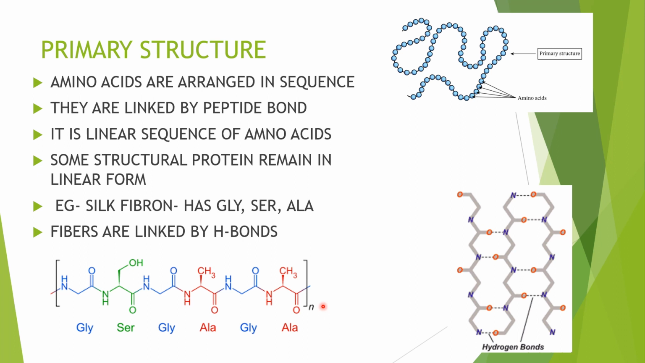The linear structure means the amino acids are there and they are linked by peptide bonds. And here the important thing is the sequence in which they are arranged, one after the other. This comprises the primary structure of proteins.